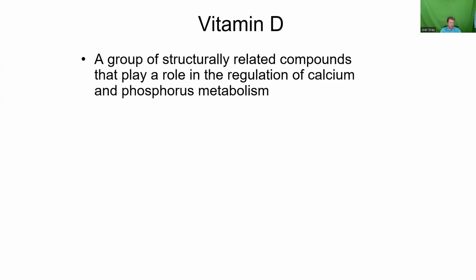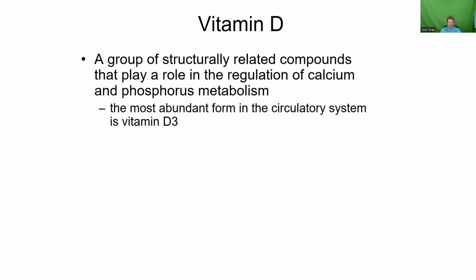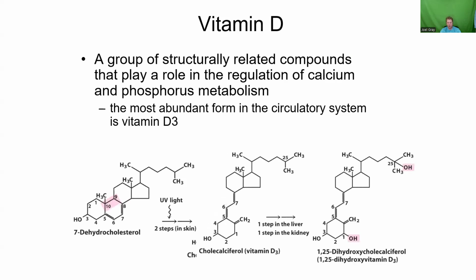Vitamin D is actually kind of a class, a group of structurally related compounds that play a role in the regulation of calcium and phosphorus metabolism. The most abundant form in the circulatory system is vitamin D3, shown here in the middle.